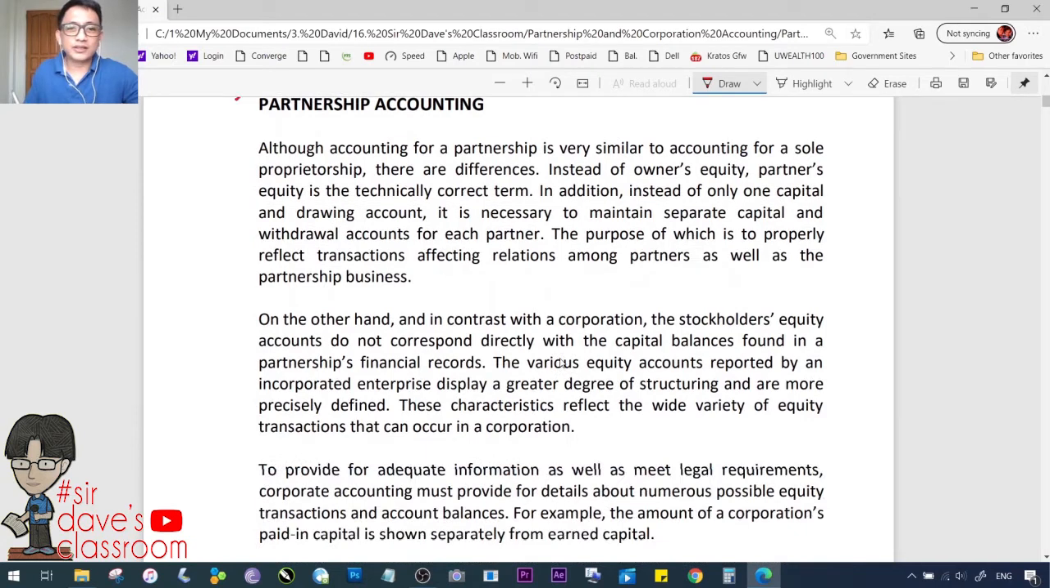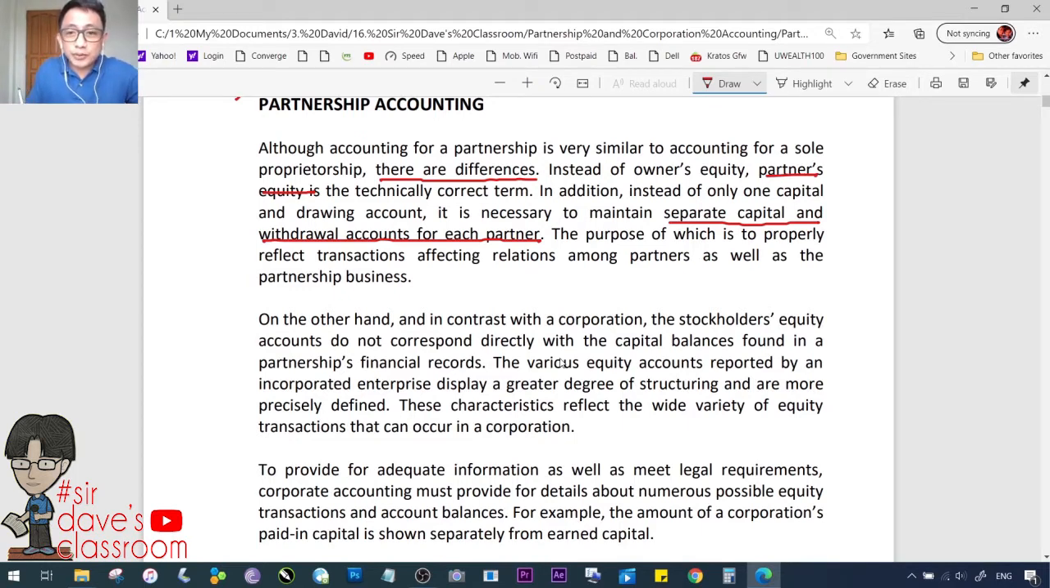Partnership accounting. Although accounting for a partnership is very similar to accounting for a sole proprietorship as already mentioned a while ago, there are differences. Ito yung mga unique aspects na tinutukoy natin. Instead of owner's equity, partner's equity is the technically correct term. In addition, instead of only one capital and drawing account, it is necessary to maintain separate capital and withdrawal accounts for each partner. So, ibig sabihin, there are as many capital and withdrawal accounts as there are number of partners.